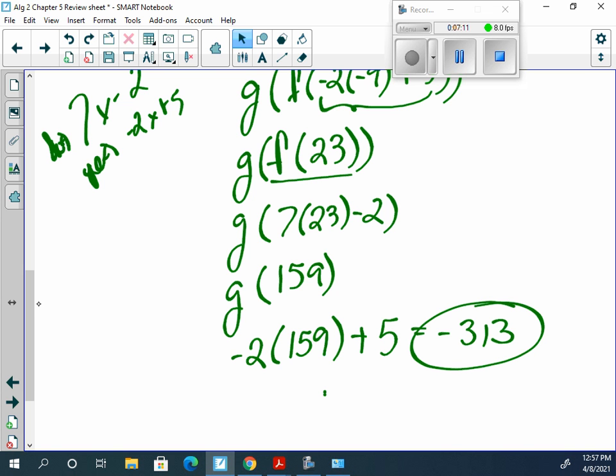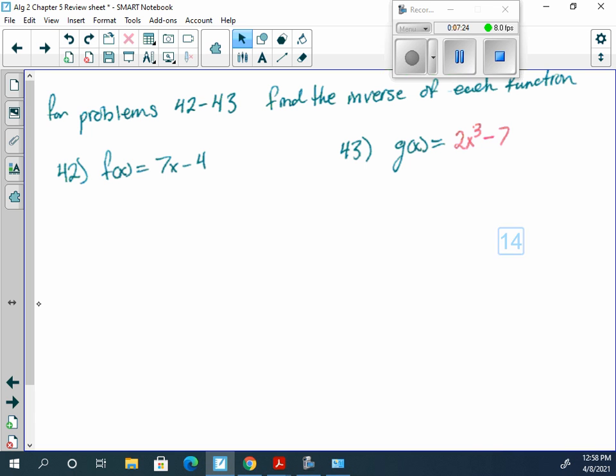Any other questions on these here? Any questions on any of these here? So are we good with these composite functions? Yes? Okay.